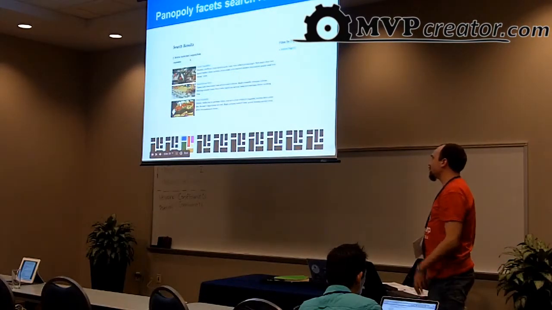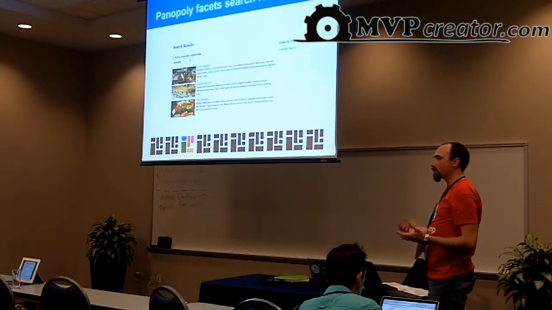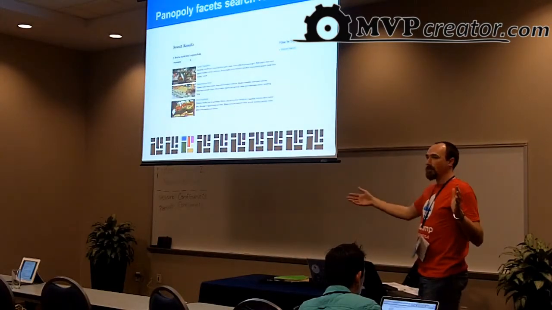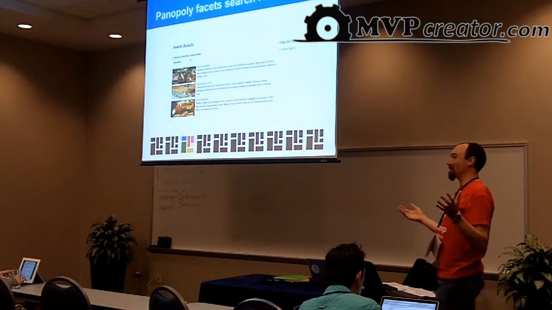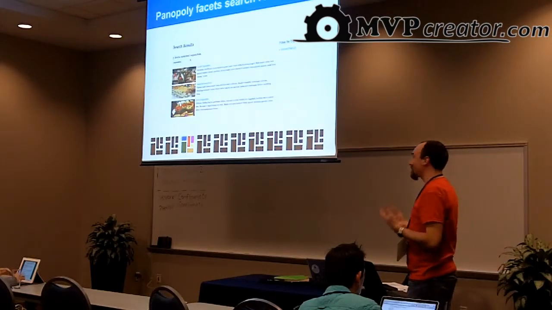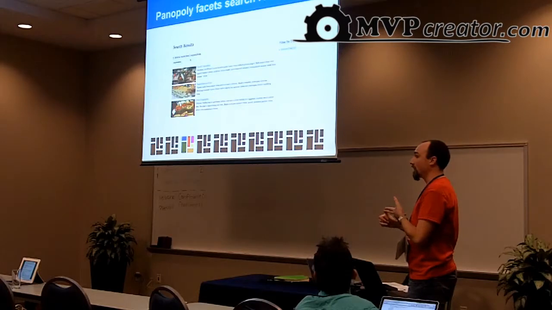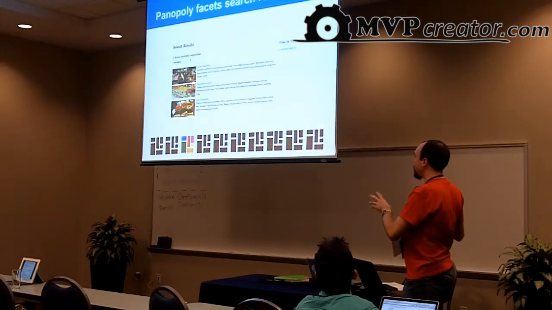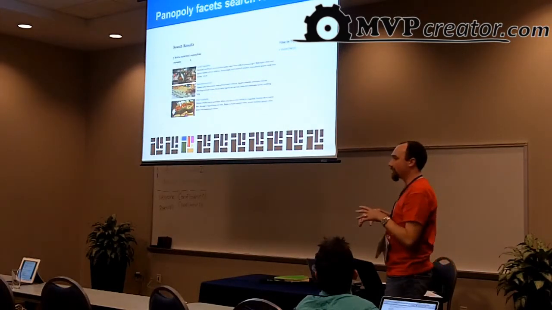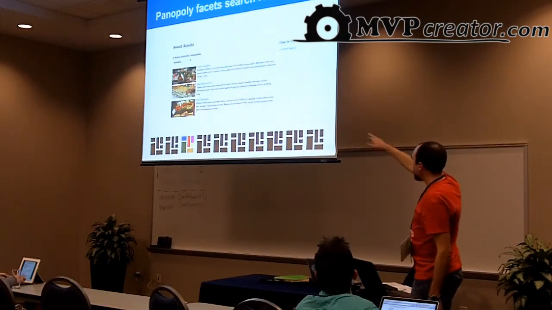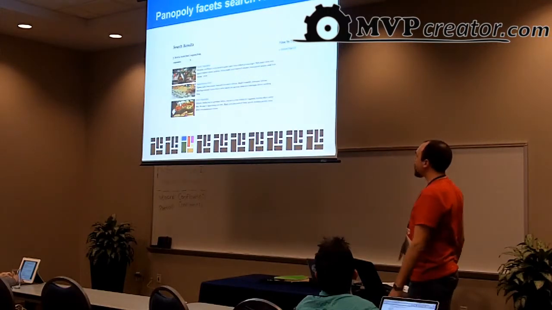Search. So the built-in Drupal search that comes with Drupal 7 core was designed to run on as many platforms as possible, including like $5 a month hosting. It wasn't designed to be especially featureful or especially performant. So Panopoly replaces all the built-in Drupal search functionality with a suite of modules called Search API, which gives you faceted search out of the box.